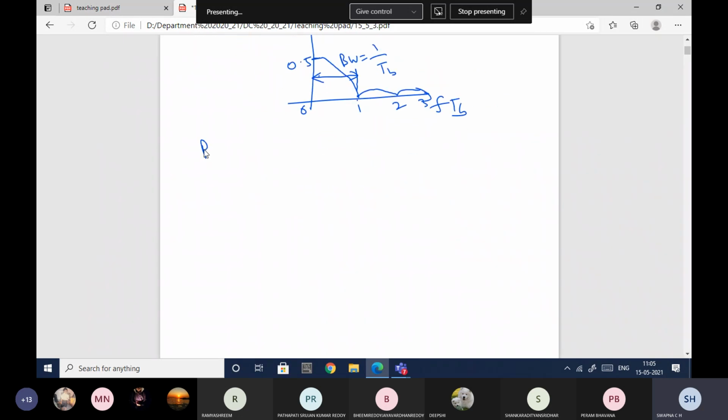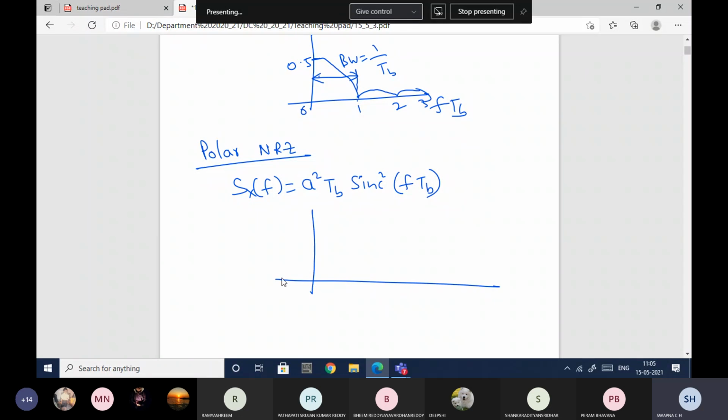And coming to the polar NRZ, we have got Sx of f as a square TB sinc square FTB. Here the bandwidth will remain the same, but the amplitude is increasing to 1. So the DC component value here is more when compared to the previous one. It will be the same in this way. These frequencies are neglected.